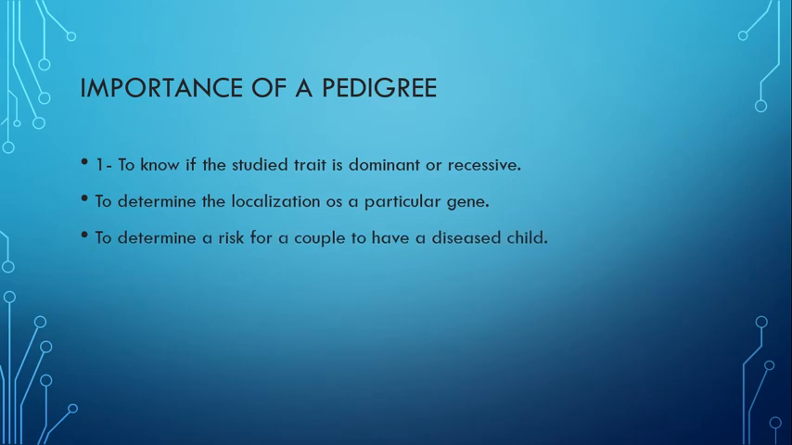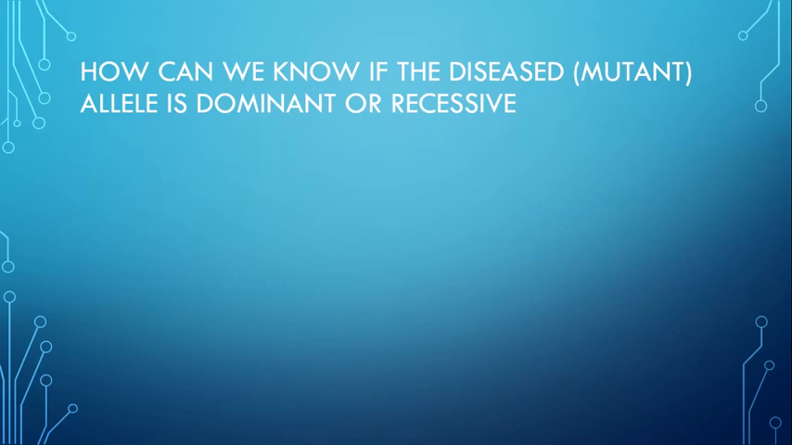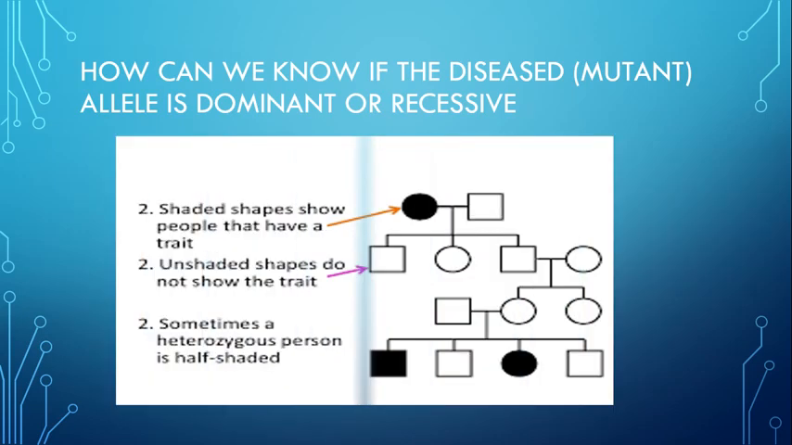We can also determine the risk for a couple to have a diseased child. So from the pedigree, we can calculate the risk for a certain couple to have a diseased child. We can also determine the genotypes of the family members from the pedigree. First of all, our first topic is how can we know if the diseased allele, which is the mutant allele, is dominant or recessive.